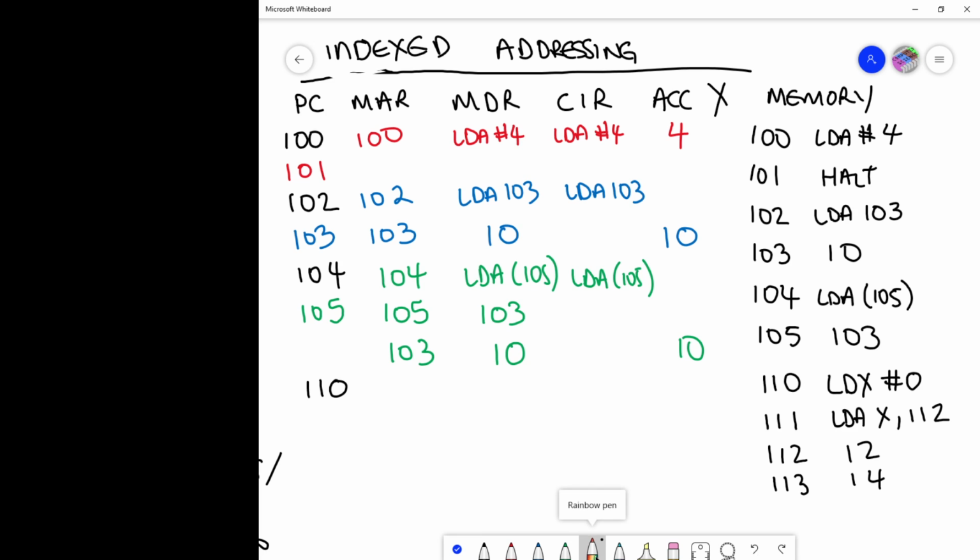Right, okay, so we're going to execute the cycle, so the control unit's just going to do its job. So we start off, we've got the PC, we need to access that, so we're going to transfer that to the memory address register.